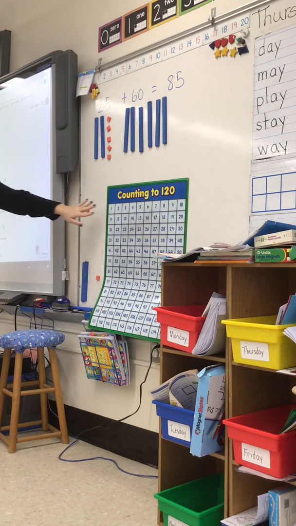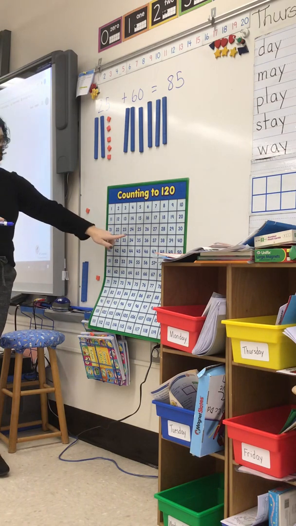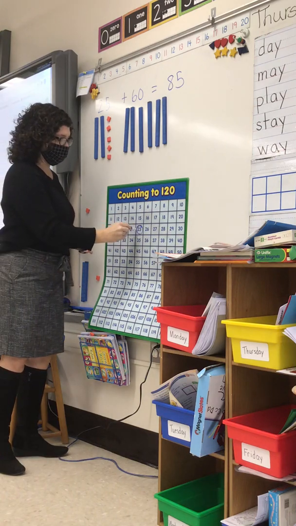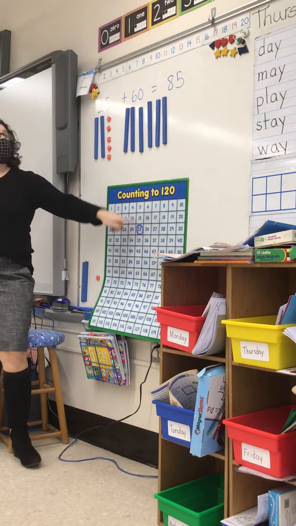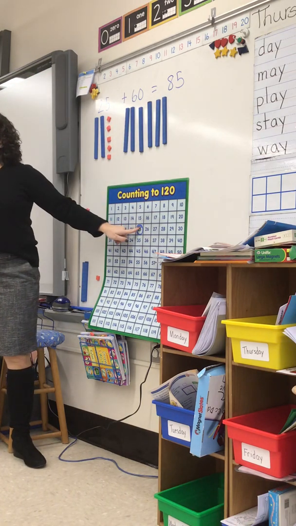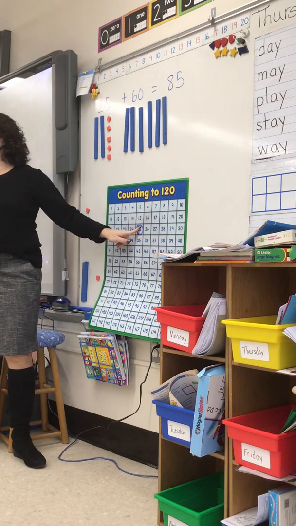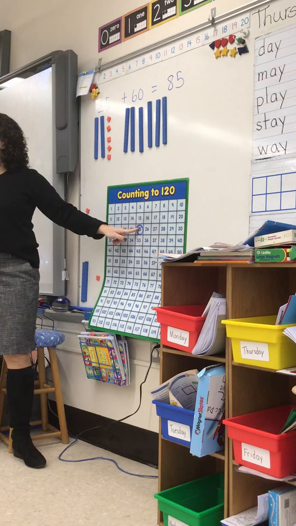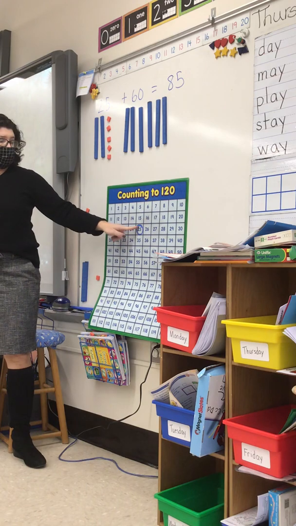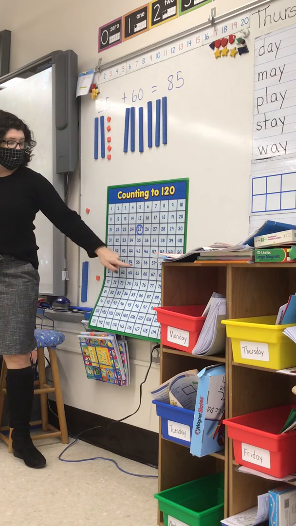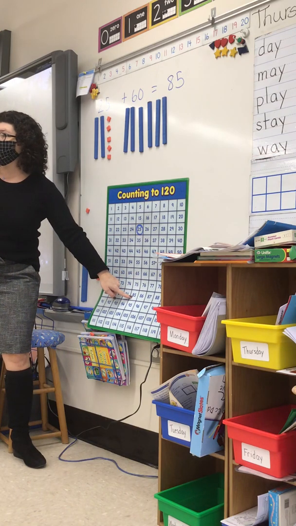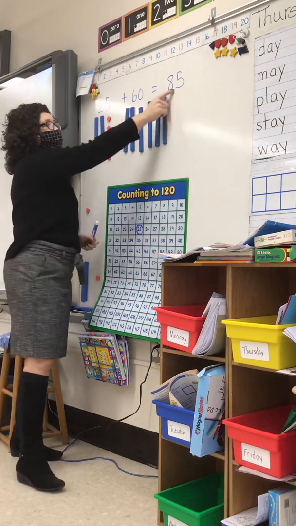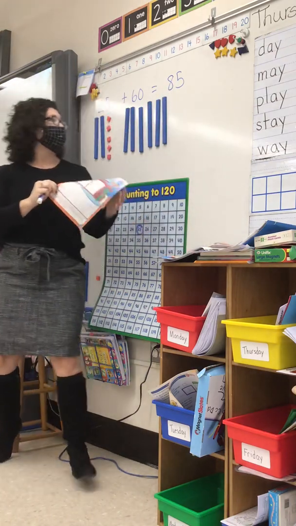Before you write it down, let's try it on our 100 chart. 25, find it on your 100 chart and put your finger on it. 25. Yep. Now 60 is 6 tens. So I can do 60 jumps across the 100 chart, or I can just jump down 6 times. I can count by 10 each time. Do it with me, ready? 10, 20, 30, 40, 50, 60. What did you land on? 85. 85, same thing.